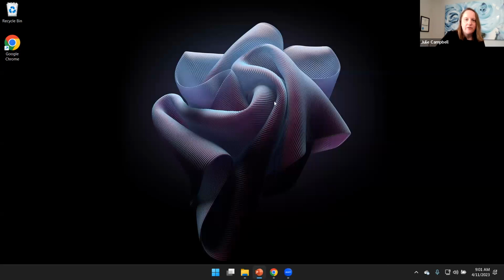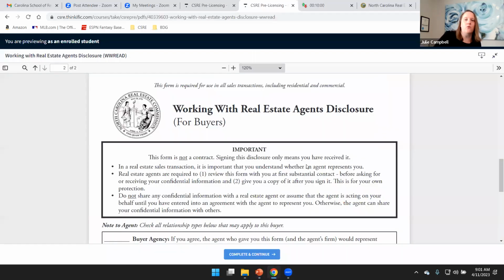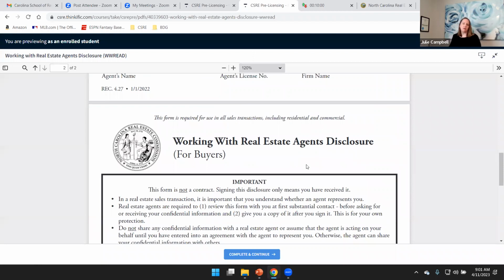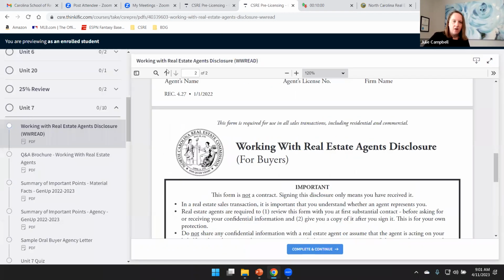So I think the best way to refresh is just to go back and look at the form, because everything we need to know about working with real estate agent disclosures is in the form that the commission provides us as brokers to give to the consumer. Last week we looked at the disclosure for sellers. Today, we're going to look at the disclosure for buyers. As a reminder, I'm in the online learning system and we're right here under the Unit 7 material, and this is the working with real estate agent disclosure.